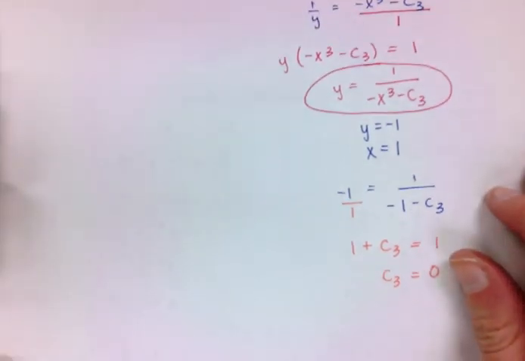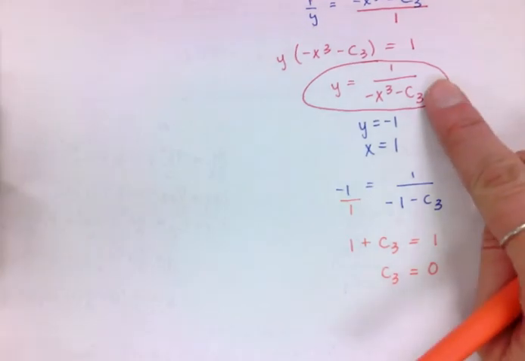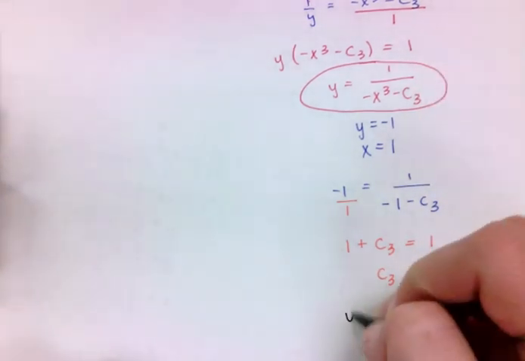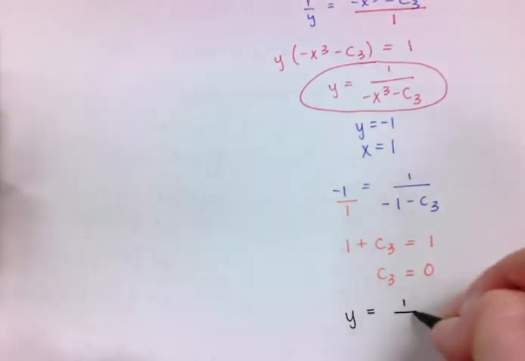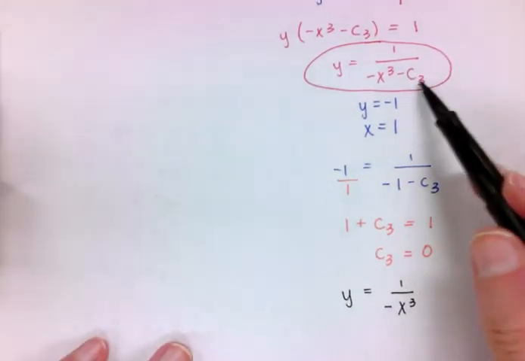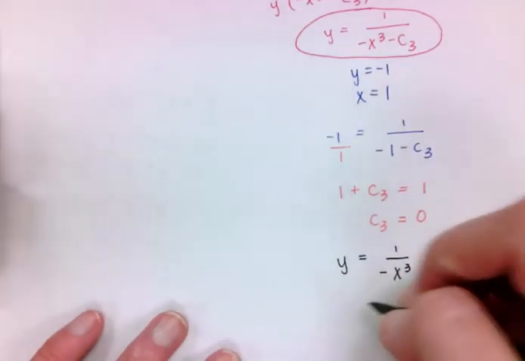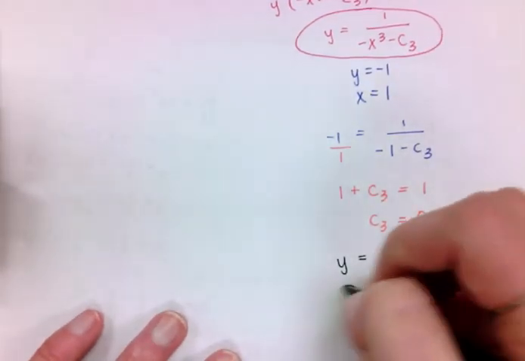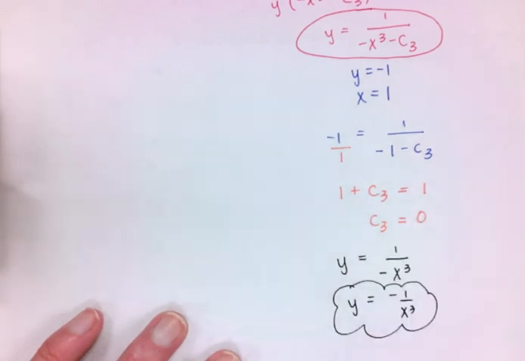Okay, so if C3 is 0, now we know that was our general solution. So now our particular solution is that C3 equals 0. So our particular solution is that y equals 1 over negative x cubed. There would be minus 0, so that's why that's gone. You can write it like that, or you could write it like this, but that is your particular solution.